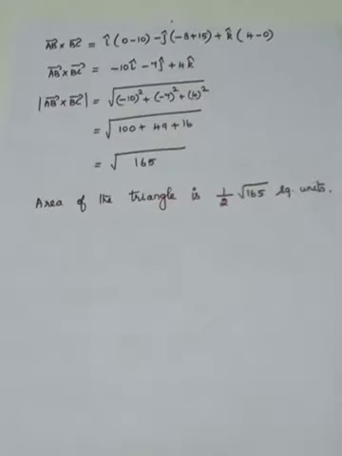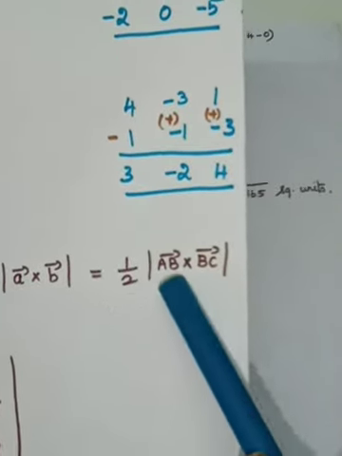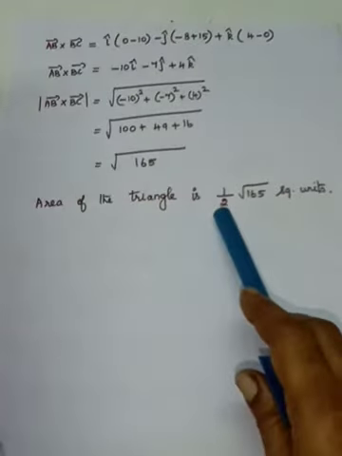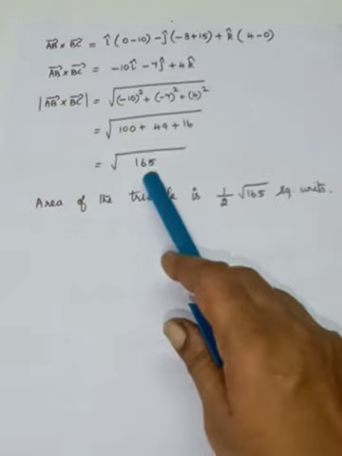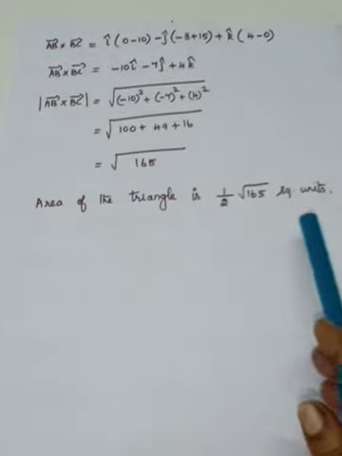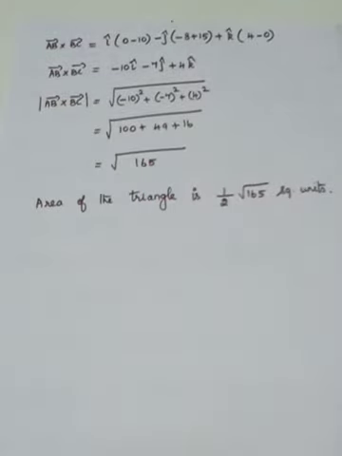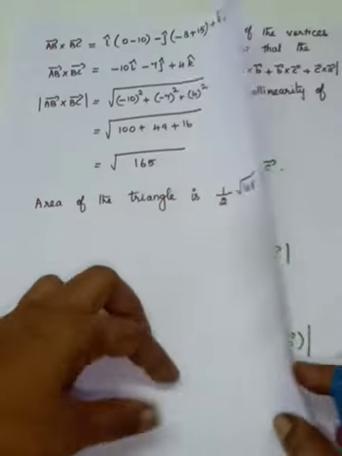What is the formula? Area of the triangle with A vector, B vector as two adjacent sides in this problem is half into modulus of AB vector cross BC vector. You should not forget the half. So half into, what is the modulus? It is square root of 165. So the answer is half into square root of 165 square units.